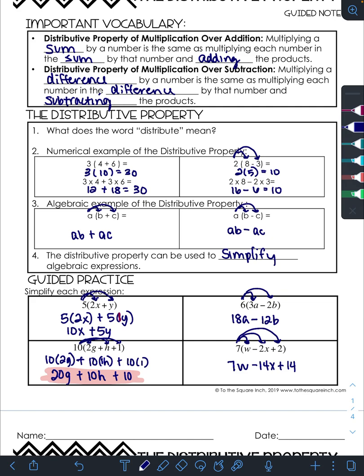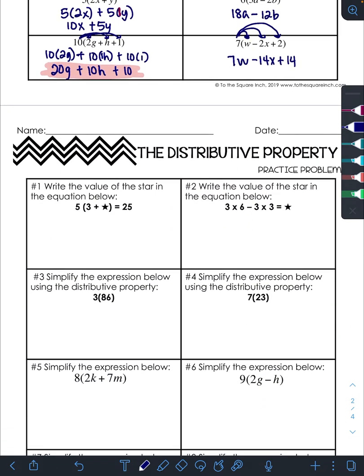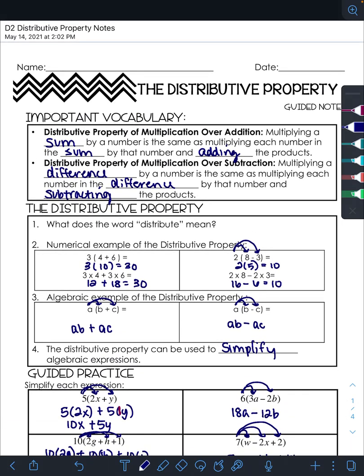We will look at distributing and combining the next day. So again, you have practice to do on here. So let me know if you have any questions.